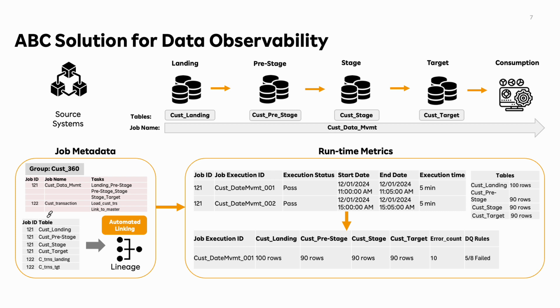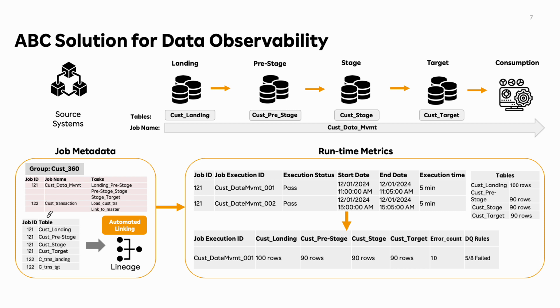Once you discover the jobs, the next step is to discover the tables that are associated with the jobs. And finally, all this information should lead you to lineage information, through which you'll be able to say how your source down to landing, pre-stage, stage, target, and consumption layers are related in terms of data assets. Once you have this information in place, you are good to go.